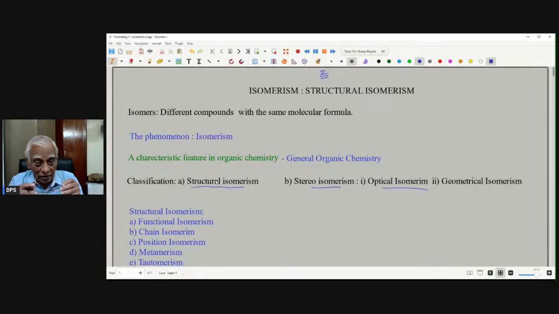What are isomers? Isomers are different compounds with the same molecular formula. Ultimately they are different compounds, but they have the same molecular formula. Such compounds are called isomers, and that phenomenon is called isomerism. It is a phenomenon in which different compounds have the same molecular formula but different structural formula. Because of the different structures, they have different properties also.